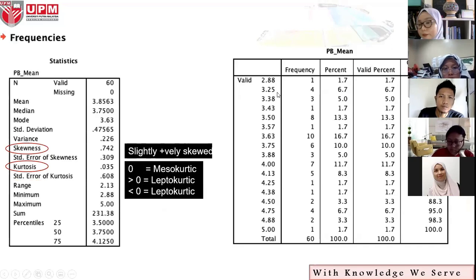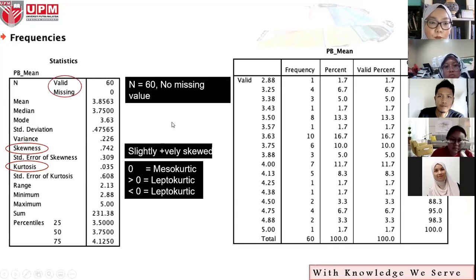So this is your result. Based on the result, the first one is the valid cases, which tells whether there is a missing value in your data set. If there is a missing value, it will be stated here. In this case there is no missing value, so all the cases are valid. Then the mean is the average of your data set, 3.8563.